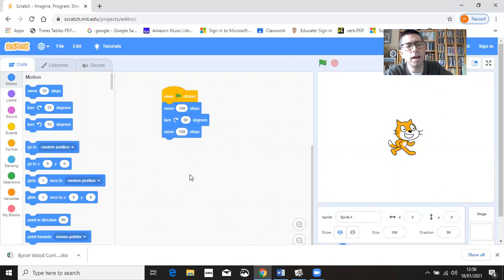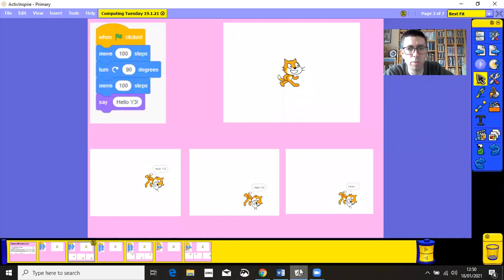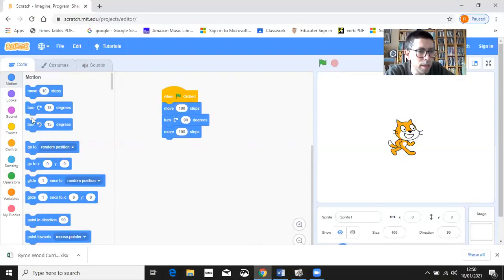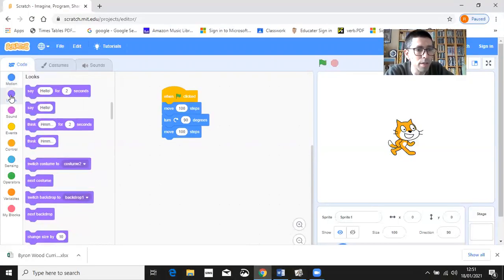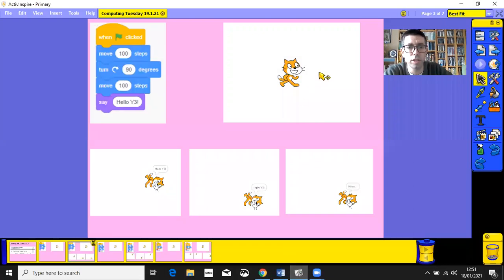Okay. And then the last one was a dark purple saying hello Y3. Dark purple is looks, there it is. Say, oh, it says hello. I need to change it to say hello Y3 exclamation mark. Right. So my algorithm is ready. My cat is in the center of the screen, just like it is up here.